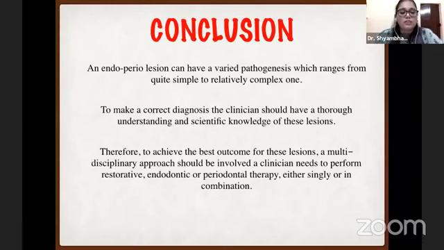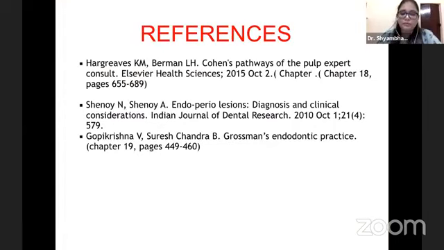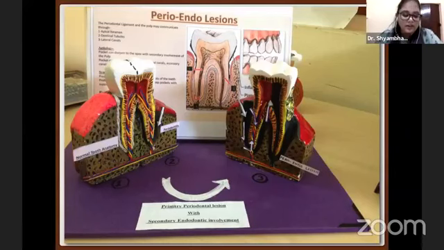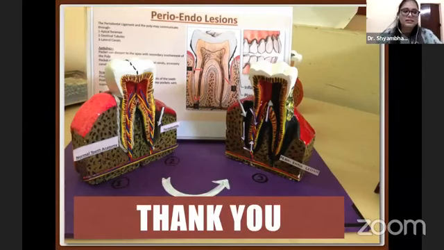So in conclusion, it can be said that an endoperio lesion can have a varied pathogenesis, which ranges from quite simple to relatively complex ones. To make a correct diagnosis, the clinician should have thorough understanding and scientific knowledge of these lesions, and therefore to achieve the best outcome of these lesions, a multidisciplinary approach would be involved. A clinician needs to perform restorative, endodontic or periodontal therapy, either singly or in combination, to bring about the proper healing. These were the references, and that is it.